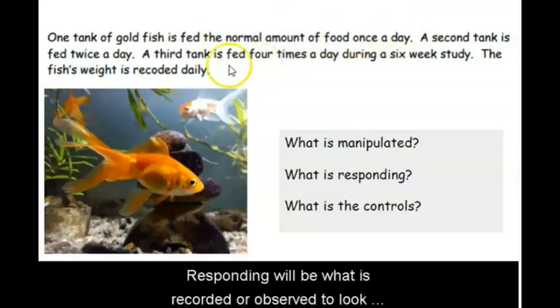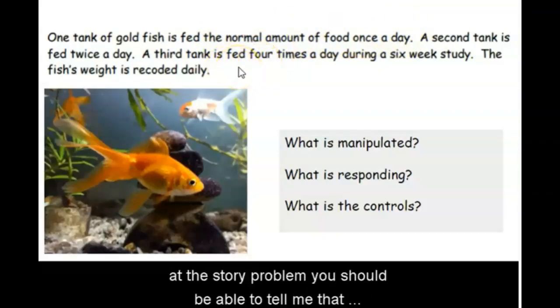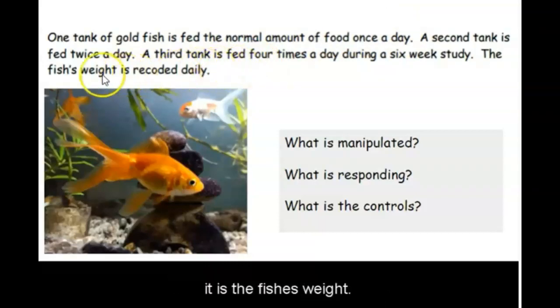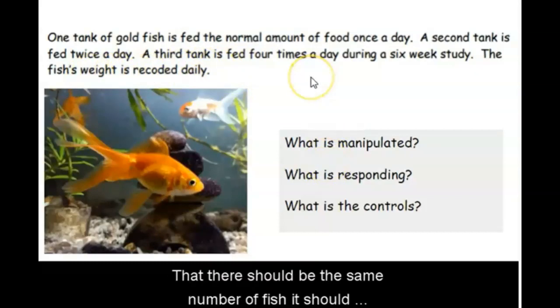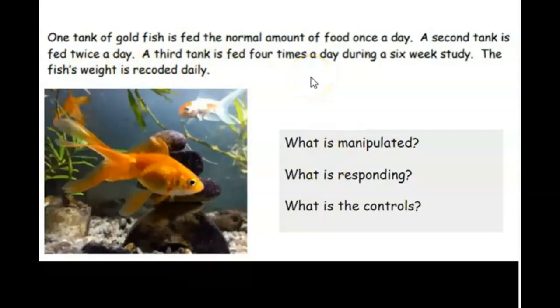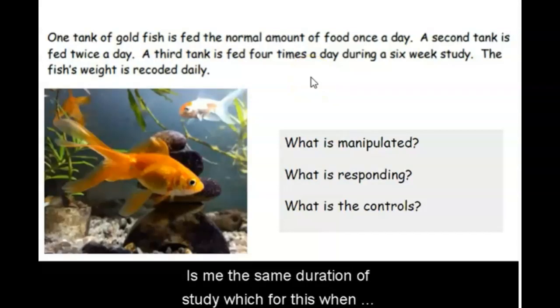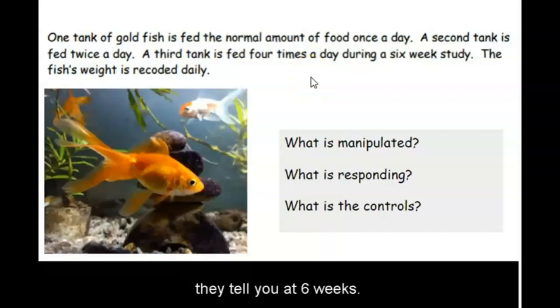The responding will be what is recorded or observed. So looking at the story problem, you should be able to tell me that it is the fish's weight. And the controls would be that there should be the same number of fish. It should be the same temperature. It's going to be the same duration of study, which for this one, they tell you it's 6 weeks.